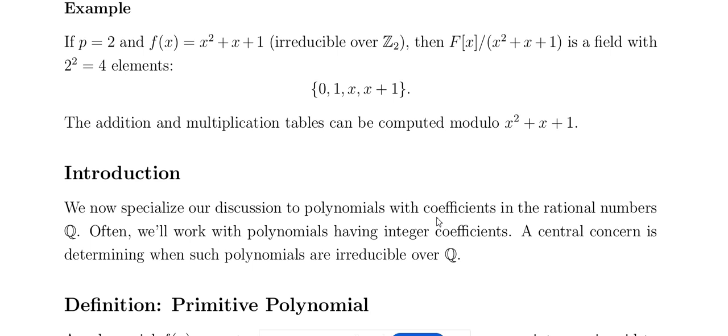Take p equal to 2 here and f of x equal to something irreducible over Z2, so this is of degree 2. So this is a field Z2[x] divided by f of x, a field with 2 square equal to 4 elements. What are the 4 elements? 0, 1, x, x plus 1. It's also very important. And the addition and multiplication tables can be computed modulo x square plus x plus 1. So that is the idea.